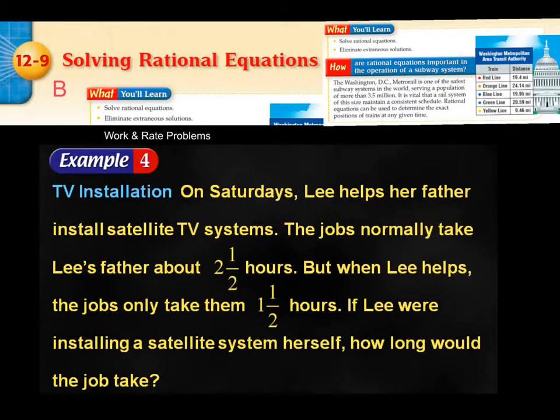On Saturdays, Lee helps her father install satellite TV systems. The jobs normally take Lee's father about 2.5 hours, but when Lee helps, the job only takes him 1.5 hours. If Lee were installing a satellite system herself, how long would the job take? Just like we're used to, distance equals rate times time. In this situation, rate times time equals jobs.